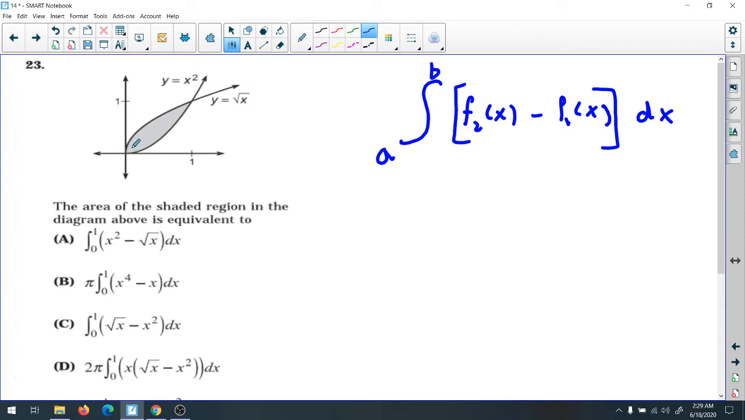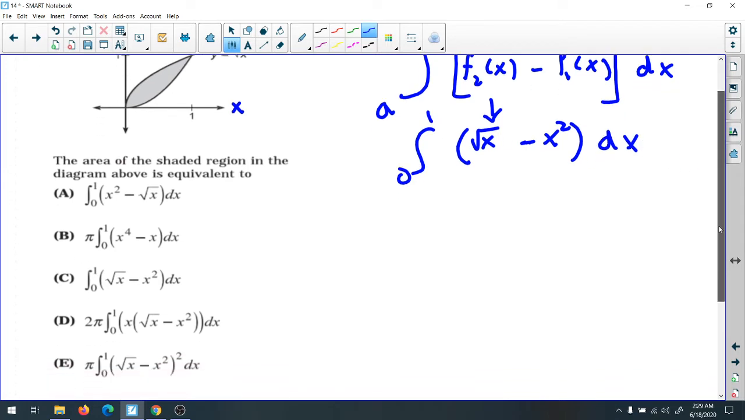f2 is the farther curve. Look at the x-axis. The farthest curve is this one, which is the square root of x. And the one under it is x squared. And it's going to be from 0 to 1, with respect to x.